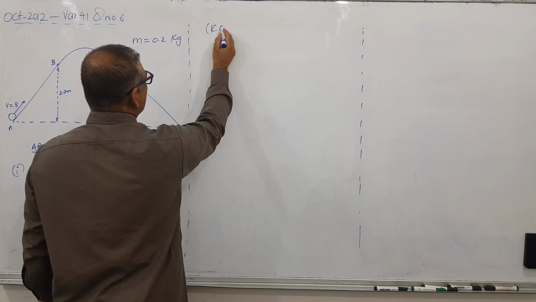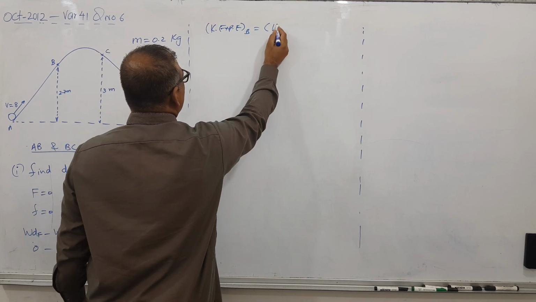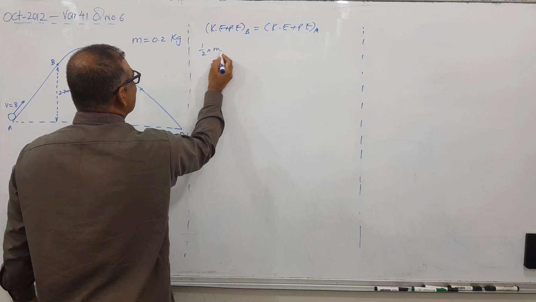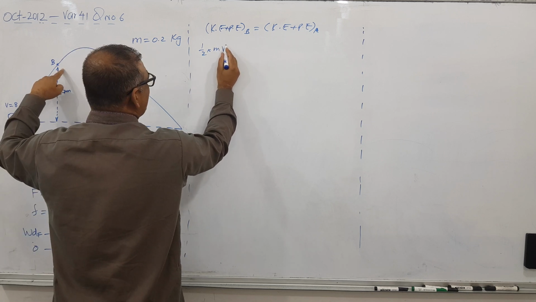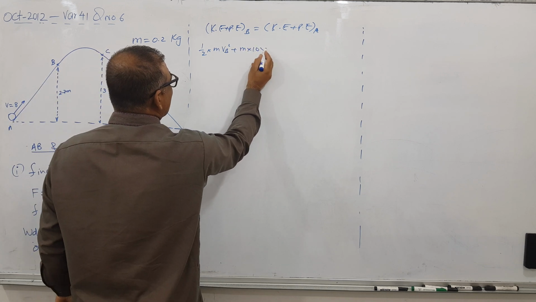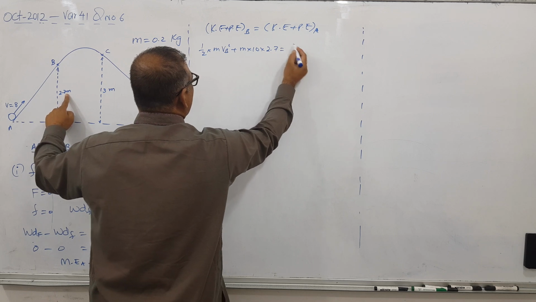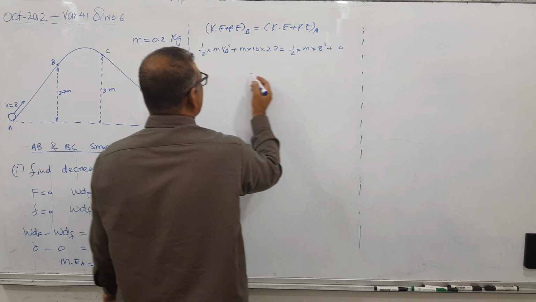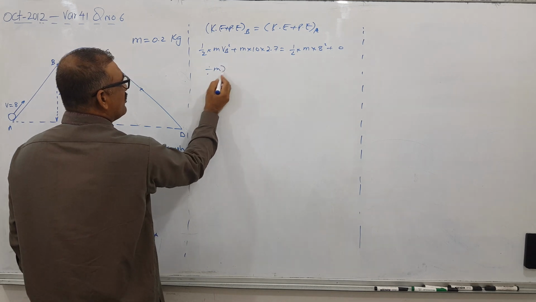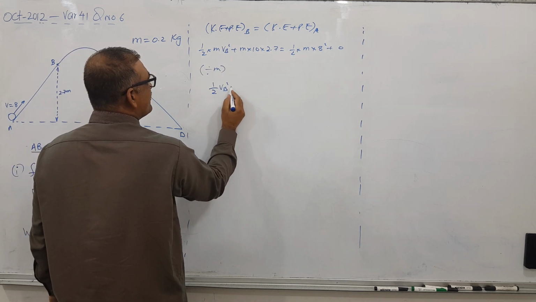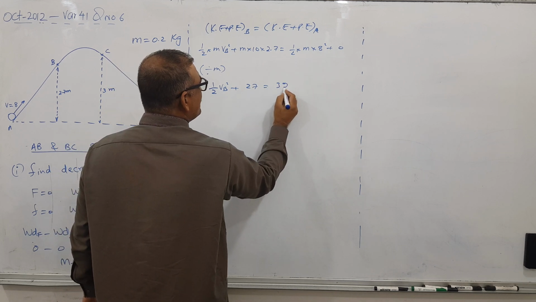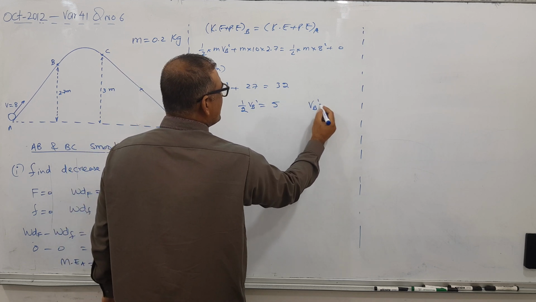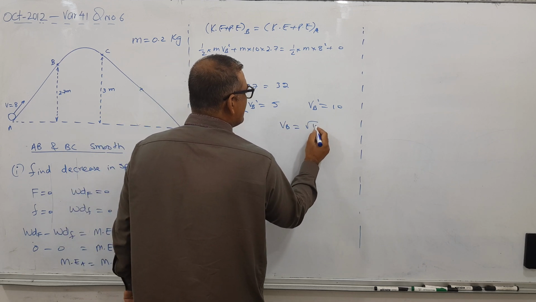Kinetic energy plus potential energy at B is equal to kinetic energy plus potential energy at A. At B it is half m Vb square plus mg times height, with g as 10 and height 2.7. At A it is half m v square, where v is 8 and height is 0, so potential is 0. Mass cancels, so divide by m to save time. Half Vb square plus 27 equals 32, so half Vb square equals 5, Vb square equals 10, and Vb is root 10 meters per second.